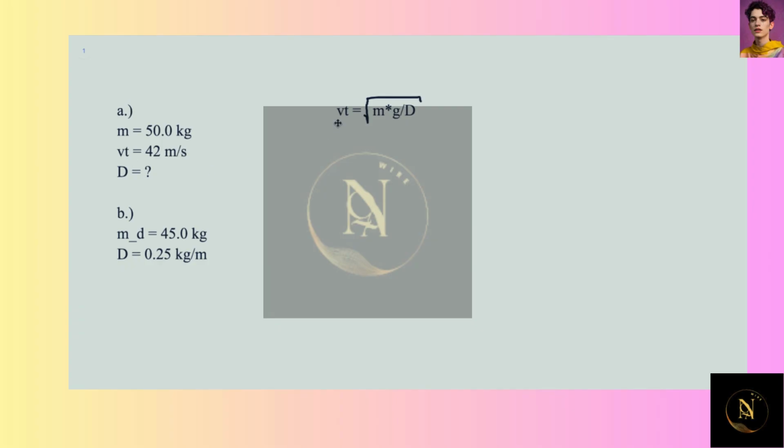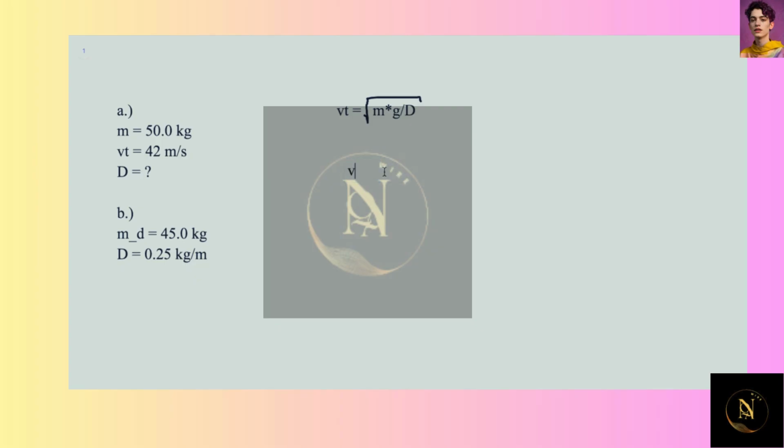So the key thing to remember from example 5.18 was we found this formula. The terminal velocity is equal to the square root of mg over d. So for part A, we want to solve for d given this terminal velocity, and the mass of the original skydiver was 50 kilograms. So we want to solve this equation for d.